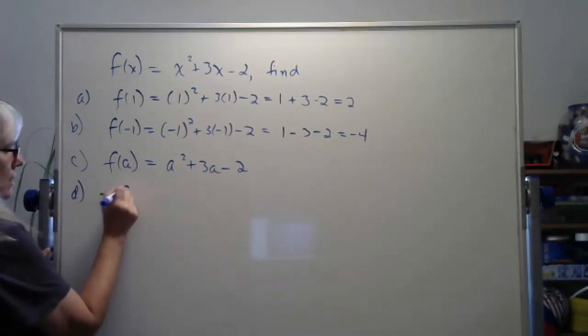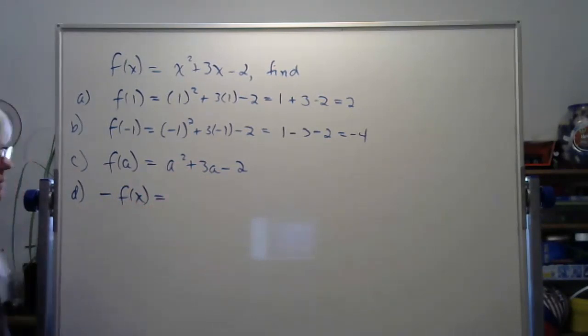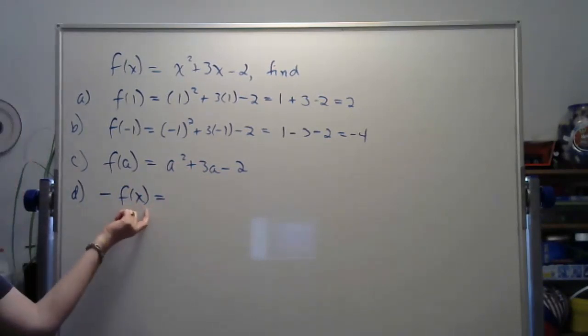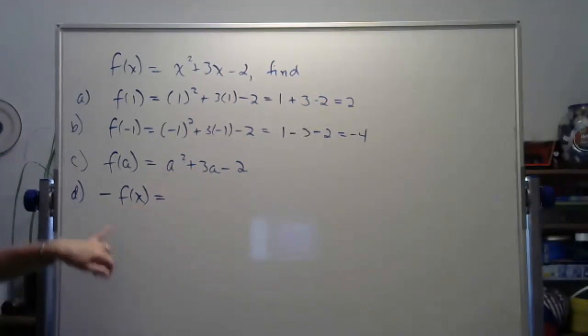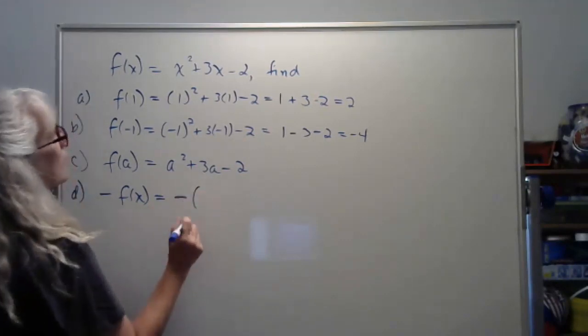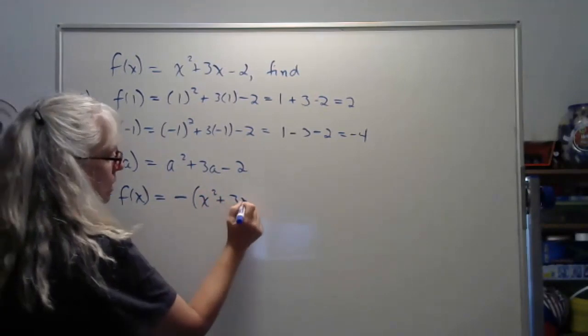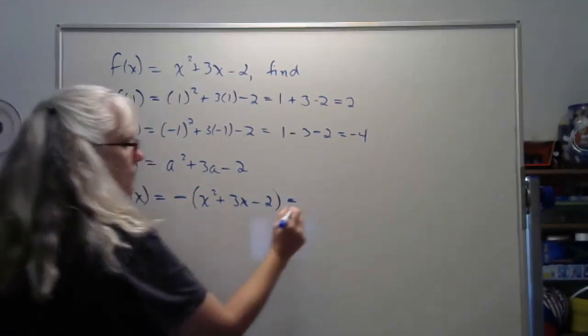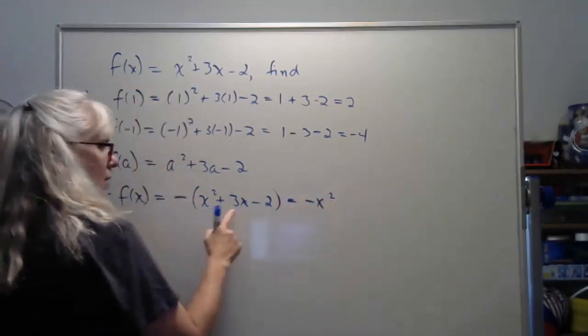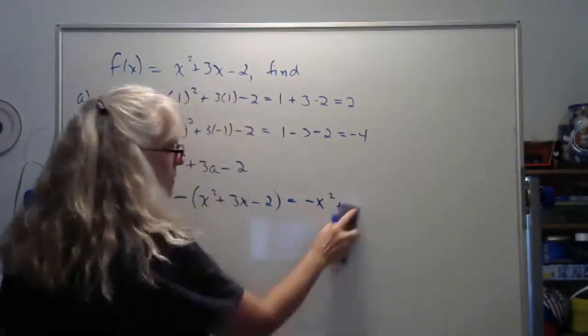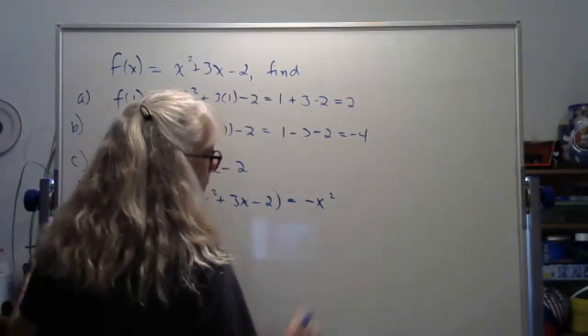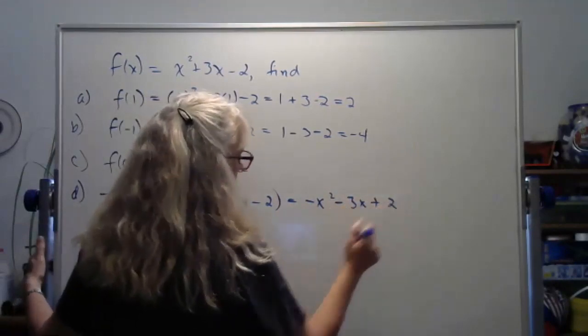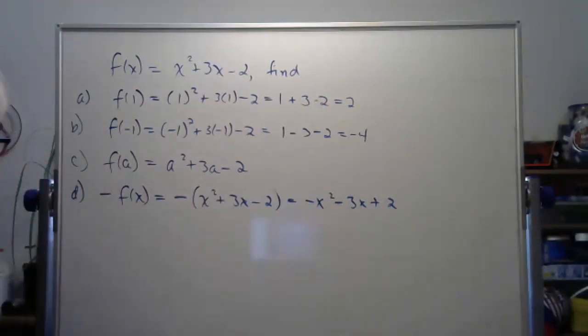Okay, what if I ask for a negative f of x? Notice I'm not doing anything to the function itself. I'm not replacing the x at all. What this is asking me to do is take the opposite of that function. So I like to put a negative in front, and then rewrite the function. Then I can distribute the negative in. That makes it a negative x squared, a minus 3x, and then a plus 2 because that negative makes the 2 positive. So I input just the x, and then I take the opposite of the entire thing.